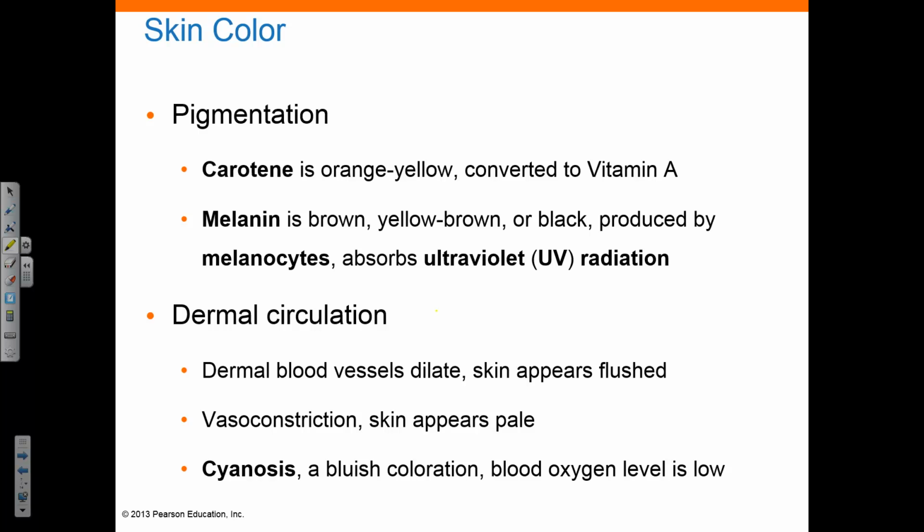Melanin is a brown, yellow-brown, or black pigment and is produced by melanocytes. Melanin can absorb ultraviolet radiation, and this helps reduce the chance of damage to the skin. The flushed appearance the skin sometimes takes on results from dermal blood vessels dilating and rerouting blood to the skin surface. On the opposite side of things, when vasoconstriction occurs, the skin can take on a pale tone, and when blood oxygen level is low, cyanosis or a bluish coloration can occur.